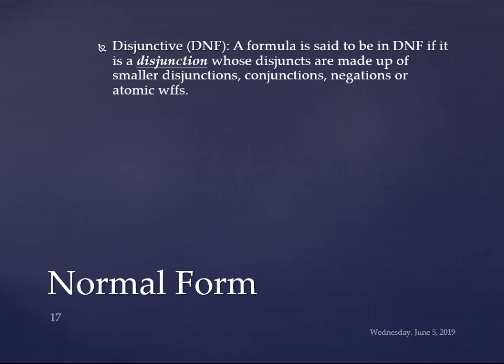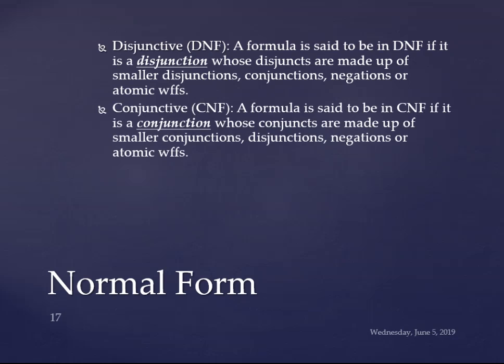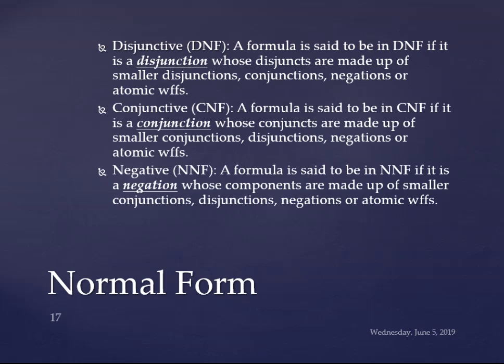Of course, there could be a conjunctive normal form. It's the same sort of thing as disjunctive normal form, except the only difference is that the main connective is a conjunction. Negated normal form, or negation normal form, is the same thing again: conjunctions, disjunctions, negations, and atomics, but the main connective is a negation. So like I said, no arrows are allowed, which is really good for digital circuitry because it also has no arrows allowed.